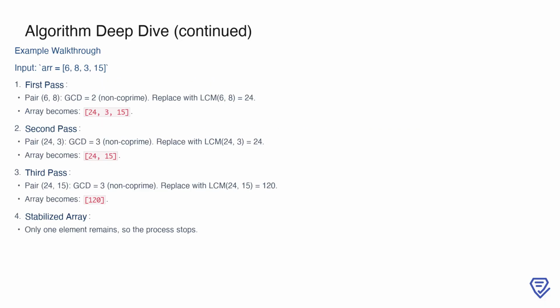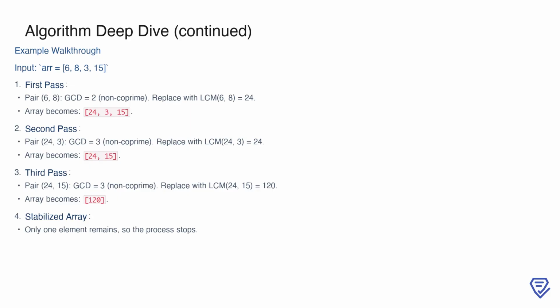To better understand how the algorithm works, let's walk through an example with the input array 6, 8, 3, 15. In the first pass, the pair 6, 8 has a GCD of 2, so it is non-coprime. We replace it with their LCM, which is 24, resulting in the array 24, 3, 15. Next, the pair 24, 3 is checked. Their GCD is 3, so they are also non-coprime. We replace them with their LCM, which is again 24, resulting in 24, 15.